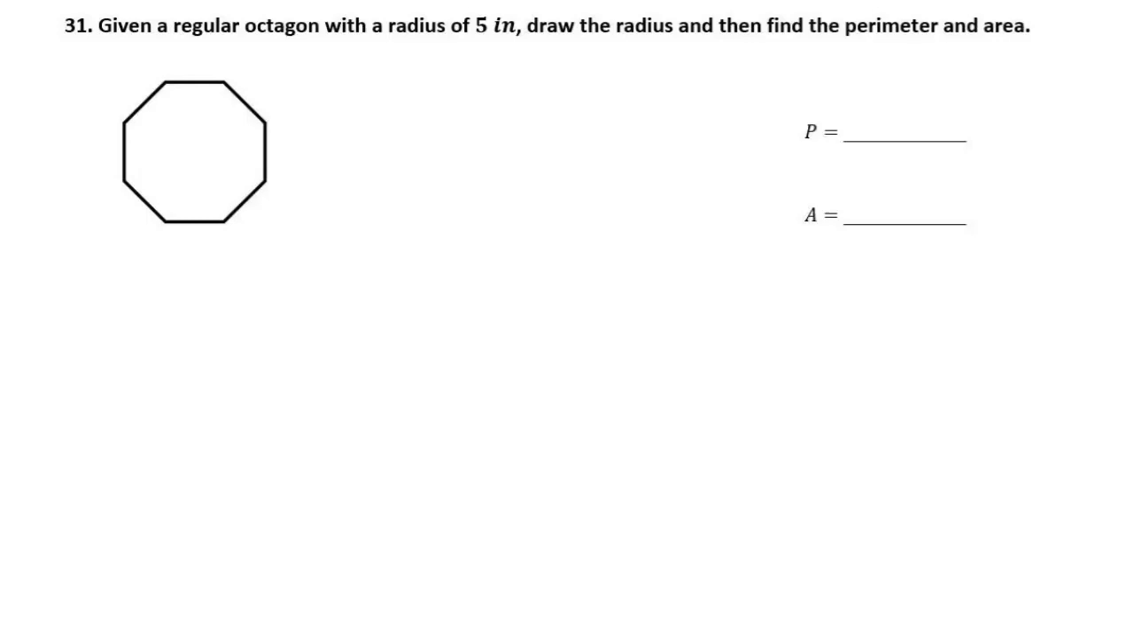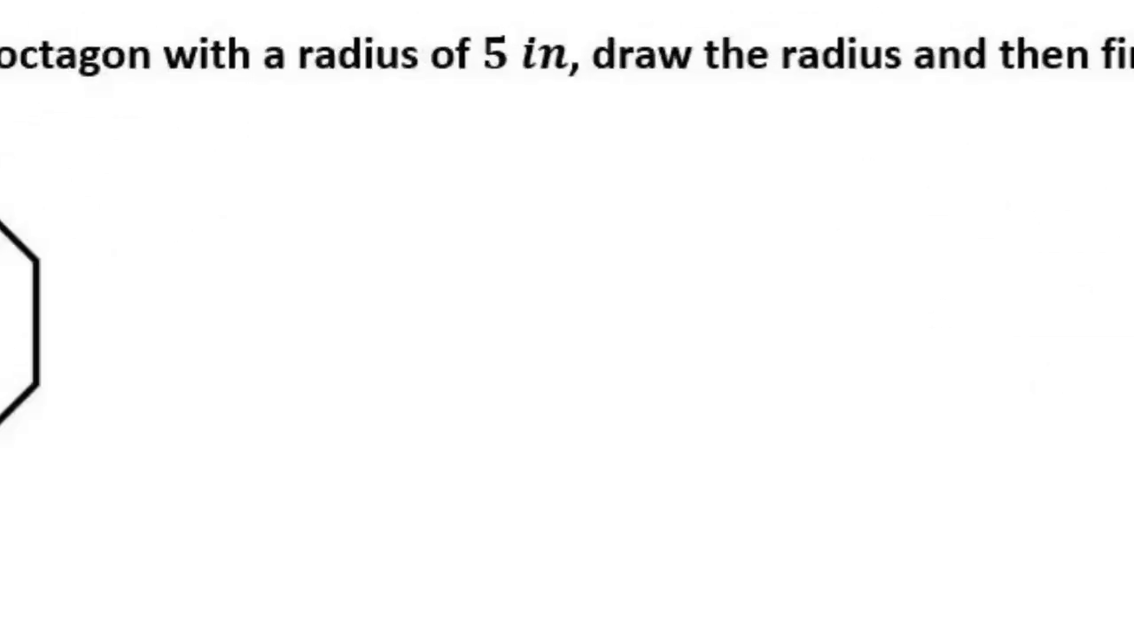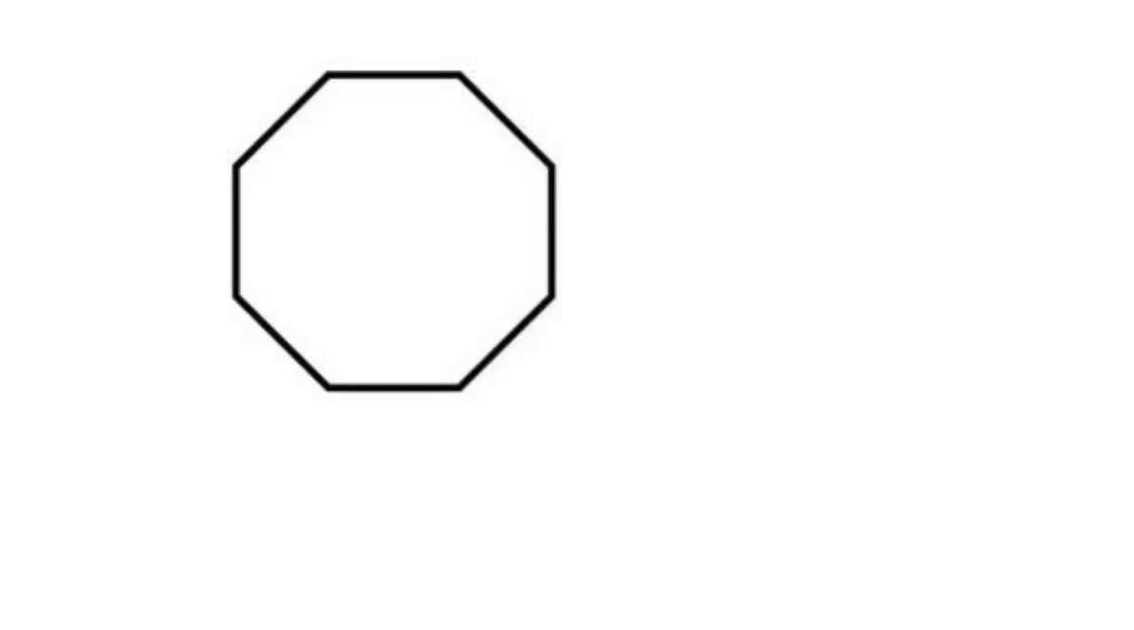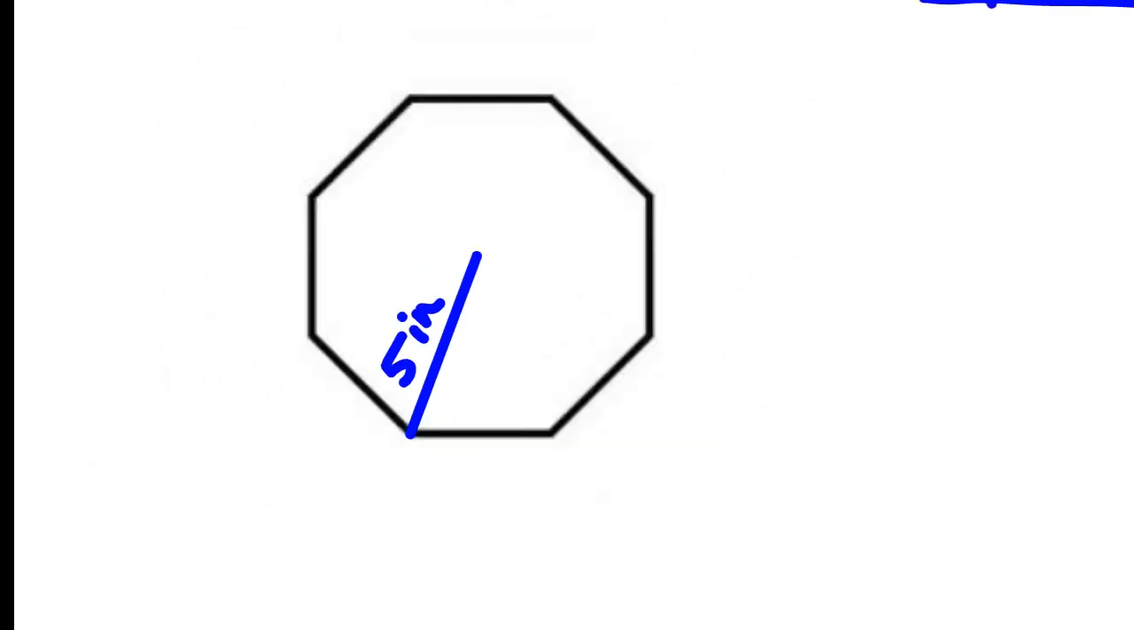Given a regular octagon with a radius of 5 inches, draw the radius and then find the perimeter and area. A radius on a polygon goes from the center to a corner. So here's a radius. I'm going to go ahead and draw in another radius right next to it, creating an isosceles triangle.